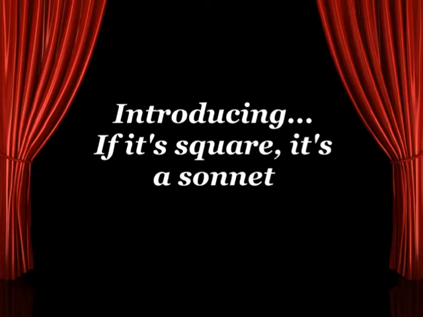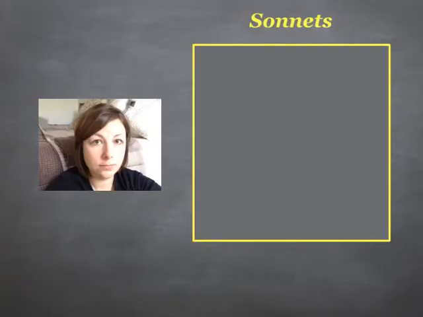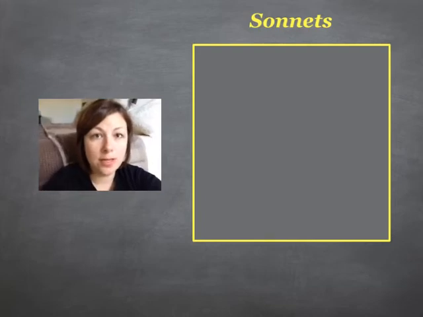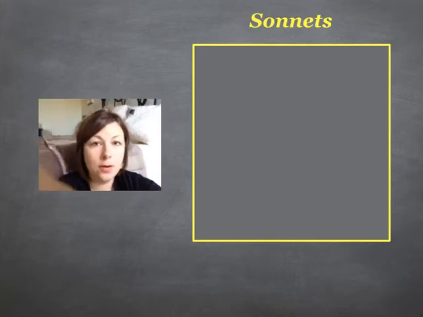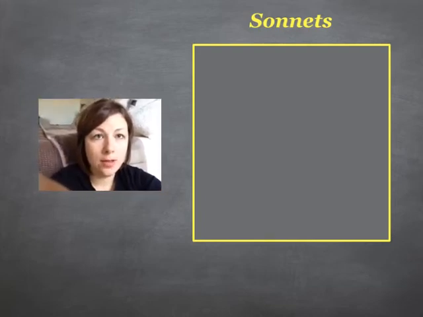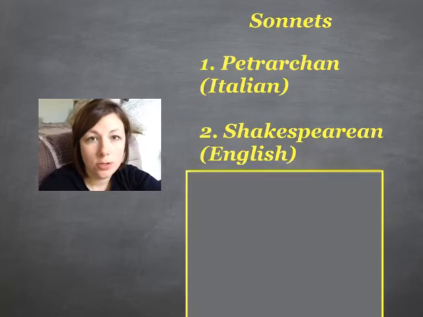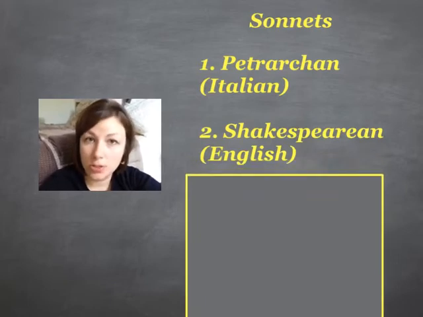Introducing, if it's square, it's a sonnet. Okay guys, so in this flip video we're going to talk about sonnets, and we're going to talk about 3 different kinds of sonnets. First we have the Petrarchan or the Italian sonnet. Then we're going to move on to the Shakespearean or the English sonnet.